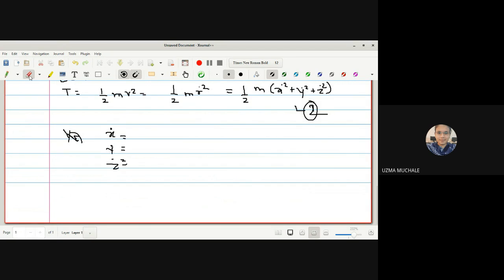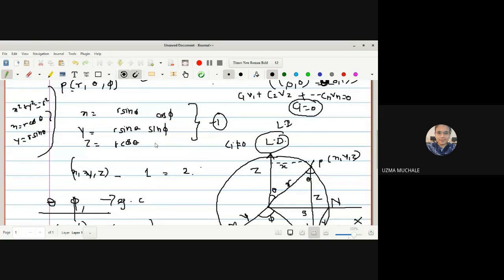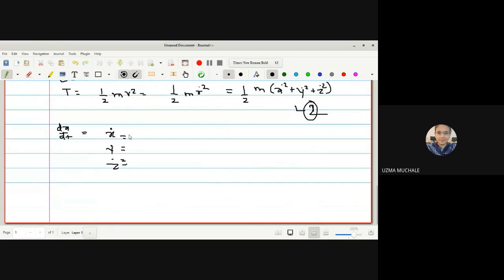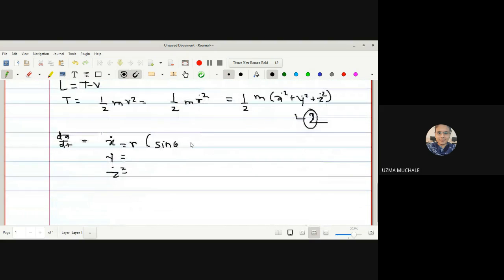If we are taking the derivative with respect to t, theta and phi are generalized coordinates. So how to write this? What is your x coordinate? We have written x is r sine theta cos phi. Here r is a constant which stays outside, and sine theta we keep inside. Then next we have to find the derivative with respect to phi. The derivative of cos phi is minus sine phi, plus the next term cos phi we keep as it is. The derivative of sine theta is cos theta.